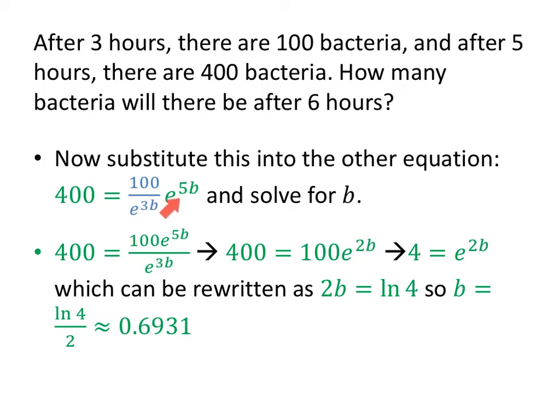And how do I do that? Well, if I'm dividing two things with the same base, I subtract their exponents. So I'll have 400 equals 100 E to the 2b. Divide both sides by 100. 4 equals E to the 2b. We can rewrite this as 2b equals the natural log of 4. So b equals the natural log of 4 over 2. And I can find that decimal on my calculator. We'll call it to 4 decimal places, 0.6931. Fantastic, we found b. We found the green b, but remember, it's the same as the blue b.